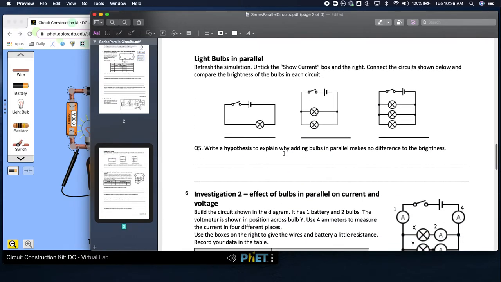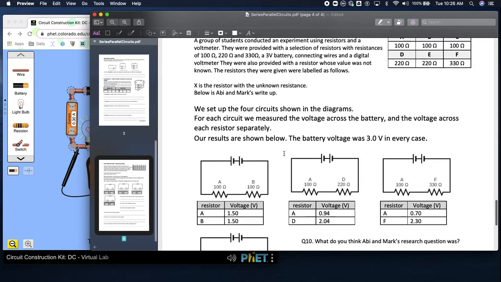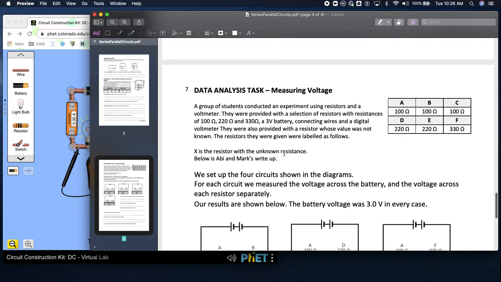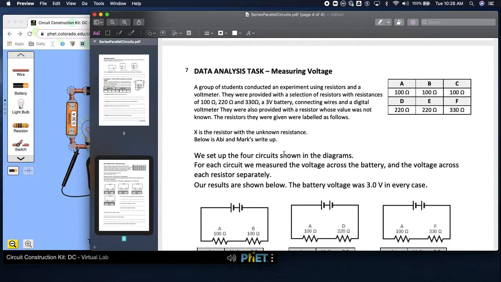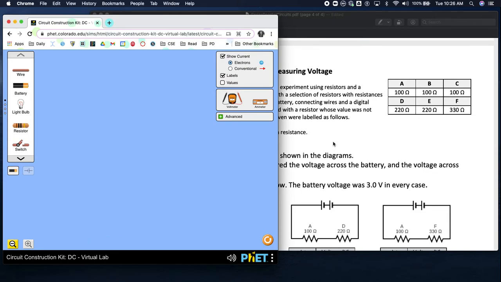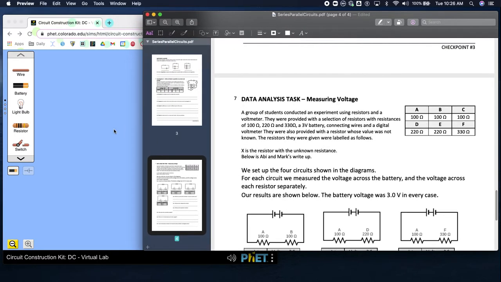All right, another one that we had trouble with in class was this one. All right, so let's look at this. This is an experiment, okay? A group of students conducted an experiment using resistors and a voltmeter, okay? I want to delete all of these. Okay, they were provided a selection of resistors with resistances of 100 ohms, 220 ohms, and 300 ohms, okay?